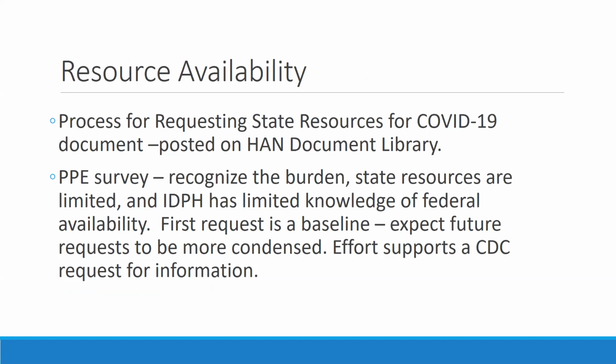Resource availability, process for requesting the state resources for COVID. So what we are going to do, we understand that there are resource questions about availability and different N95 masks, goggles, all those other personal protective equipment. We have posted on the HAN document library a resource request process document.